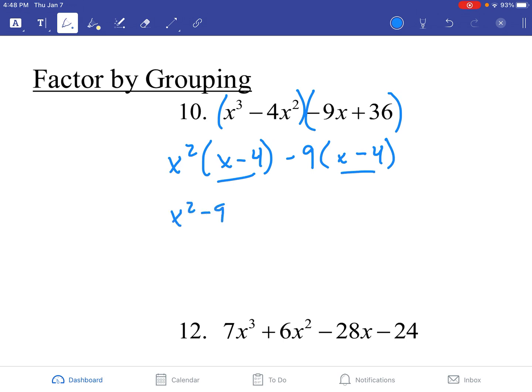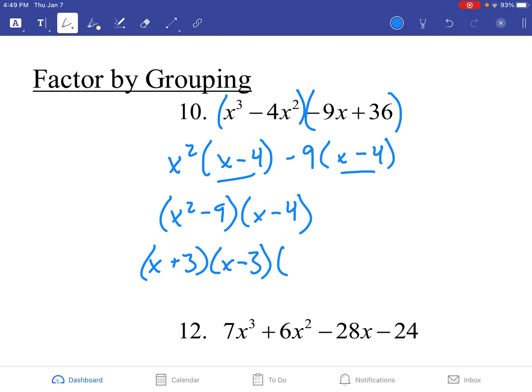We have x squared minus 9 from the parts on the outside of the parentheses, and x minus 4 from the parts on the inside. Again, if we look at our x squared minus 9, we should notice that is, again, a difference of two squares. Now, this won't always happen, but it is happening now. So we have x plus 3, x minus 3, because those are the numbers that make the perfect squares of x squared and 9. We still have the x minus 4 at the end.